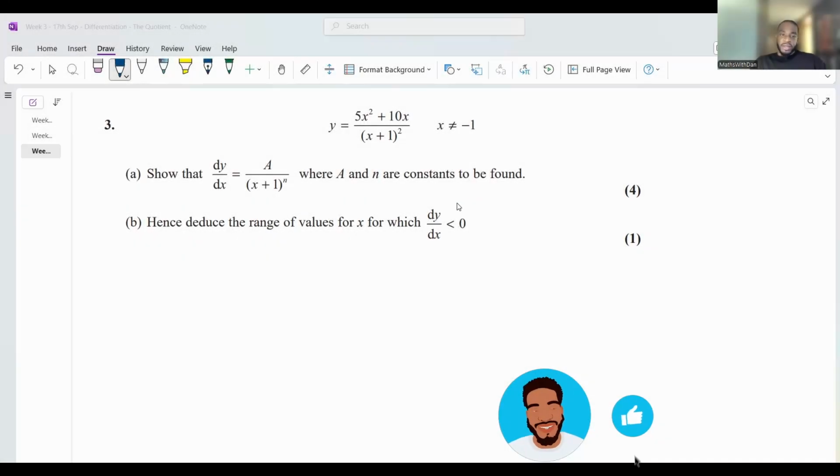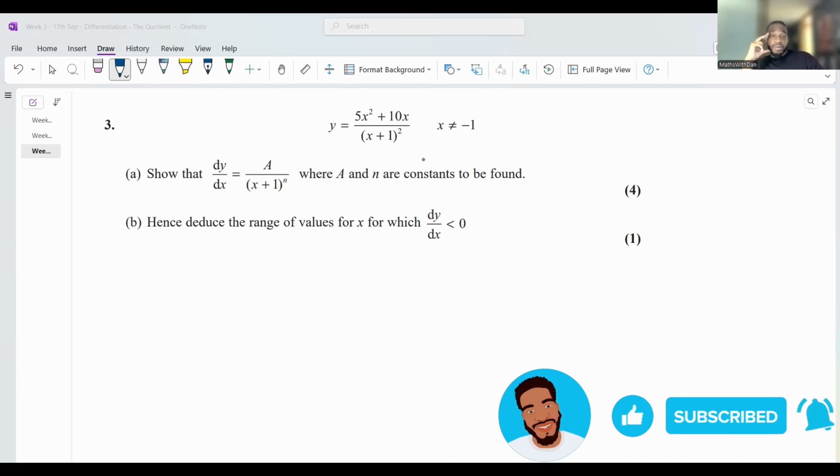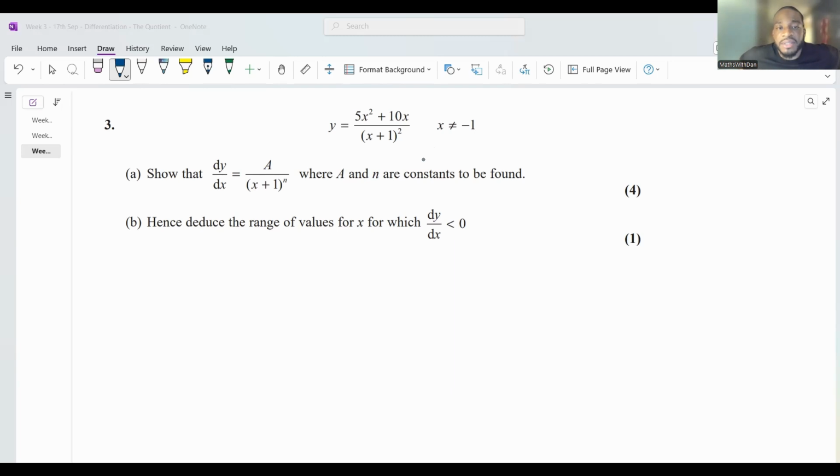Let's have a go anyway and see how we get on. It says y is equal to 5x squared plus 10x divided by (x plus 1) all squared, where x is never equal to minus 1. Part a is to show that dy/dx is equal to a over (x plus 1) to the power of n, where a and n are constants to be found, for 4 marks.